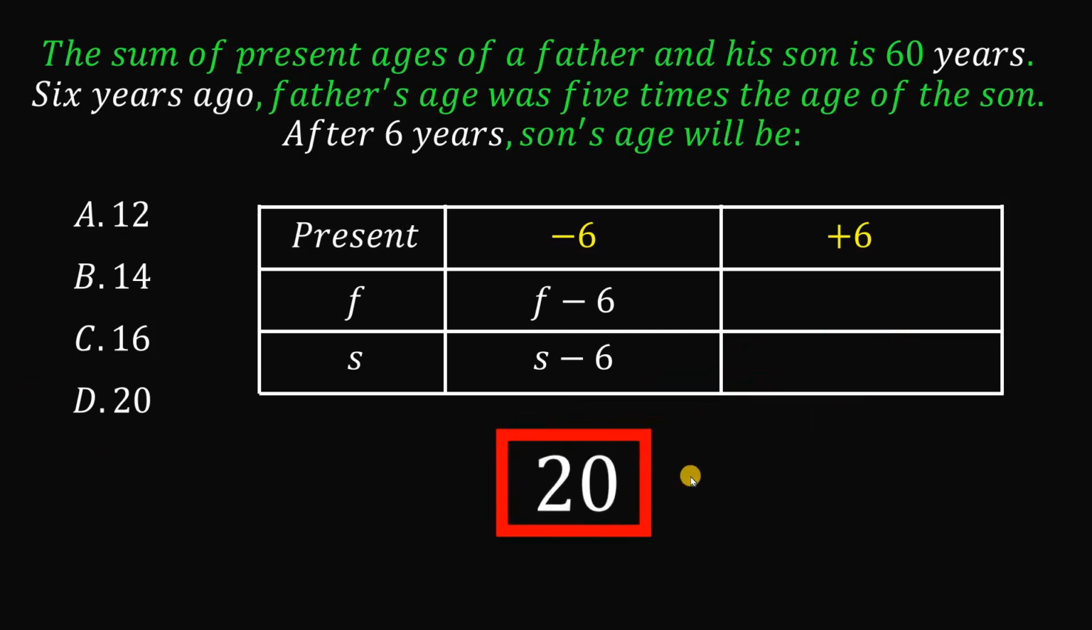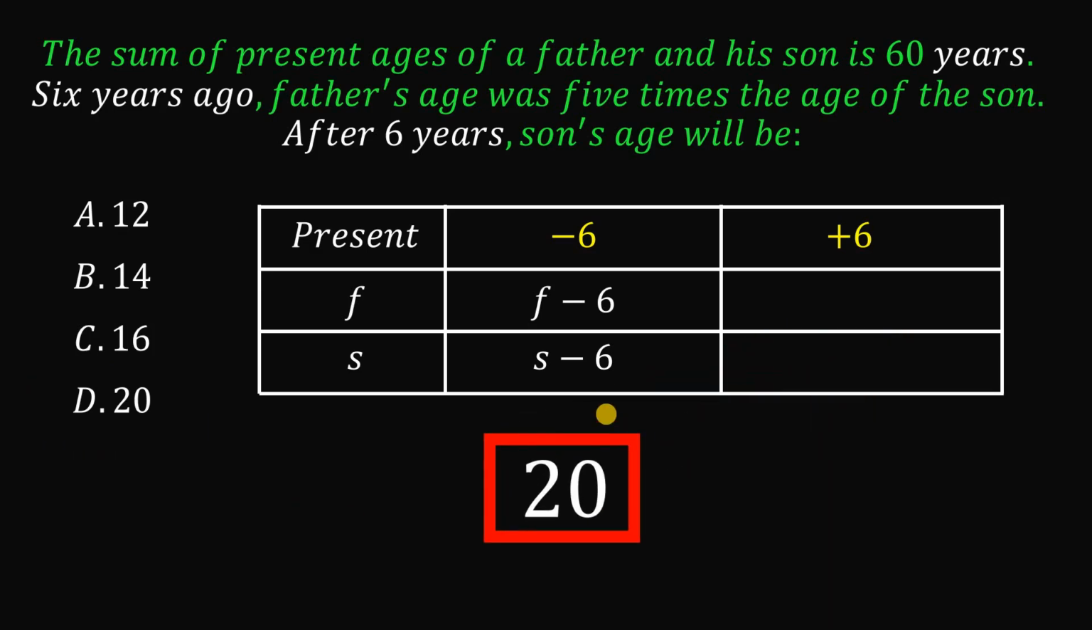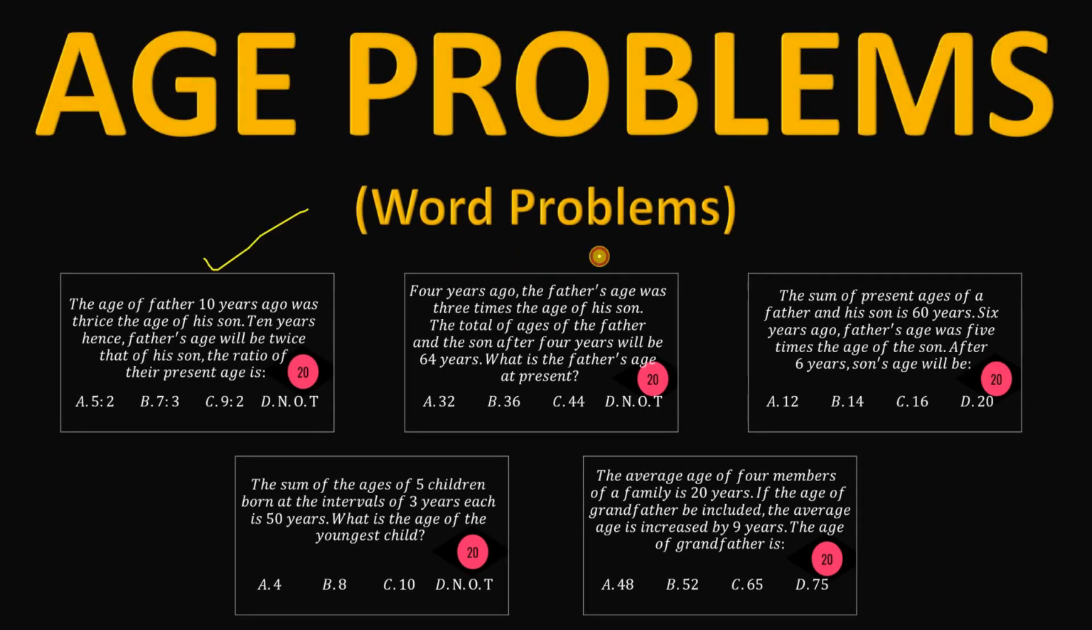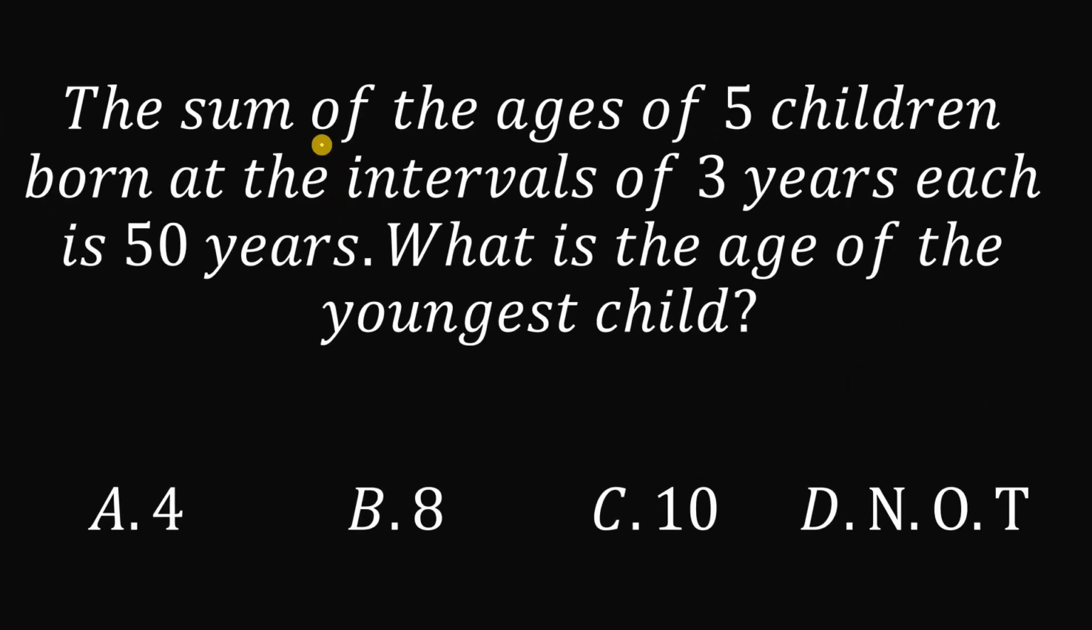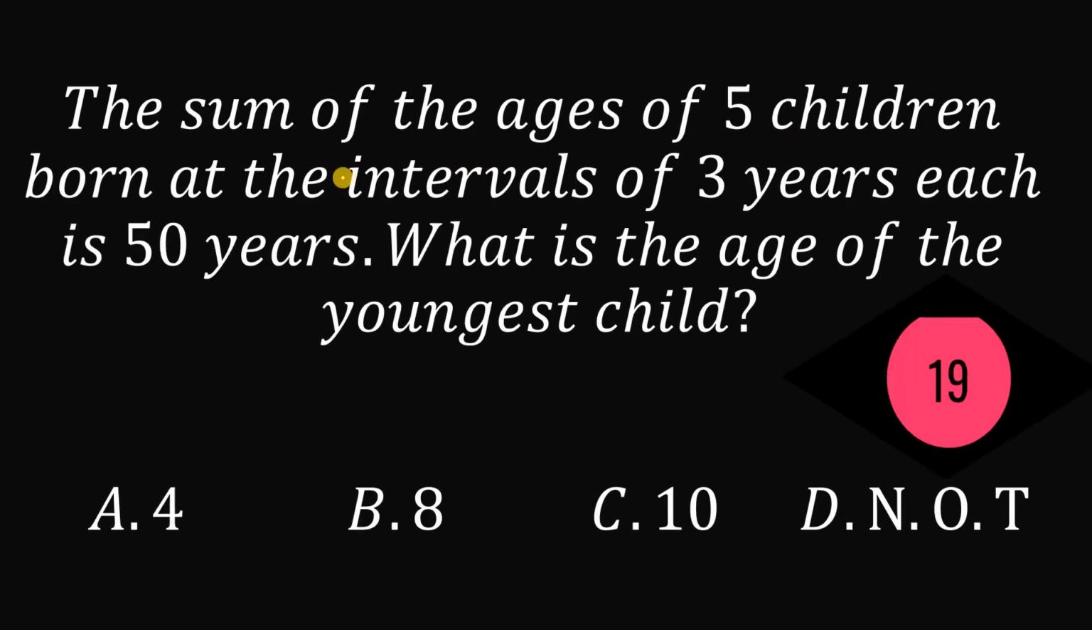Alright, so now we have answered the first question, the second, the third. So how about the fourth one? Here's the question. The sum of the ages of 5 children born at the intervals of 3 years each is 50 years. What is the age of the youngest child? Is it 4 years old, 8 years old, 10 years old, or none of these? And here's the solution.